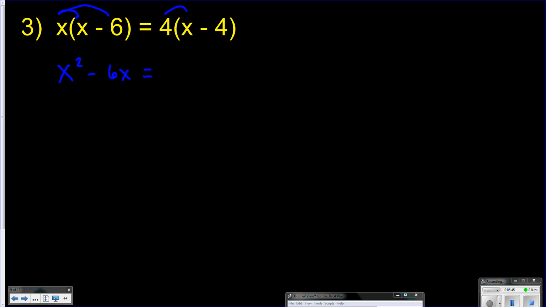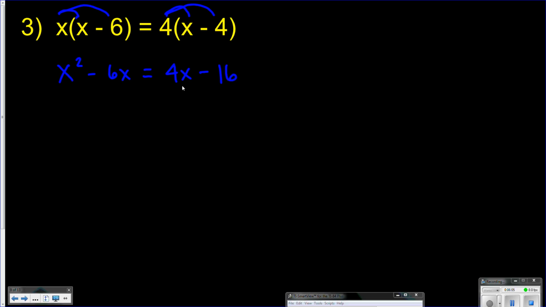On the right side, we're going to have 4 times x and 4 times negative 4. Don't forget the last part of it. So we've got 4x, and 4 times negative 4 is negative 16. We have simplified each side. Now we need to set it equal to 0.